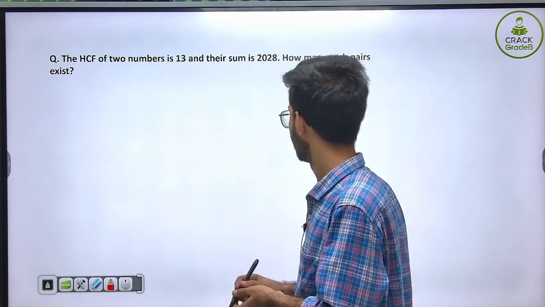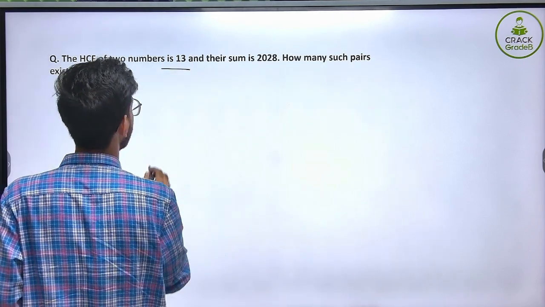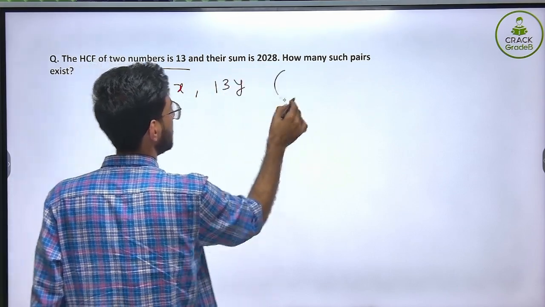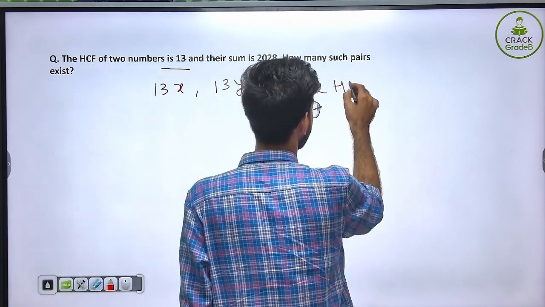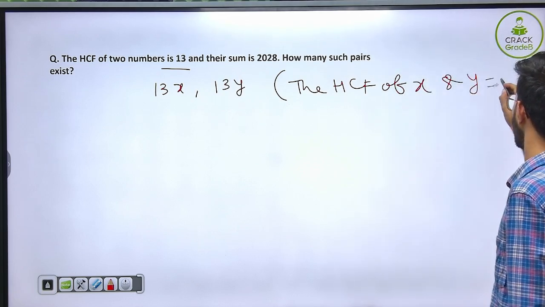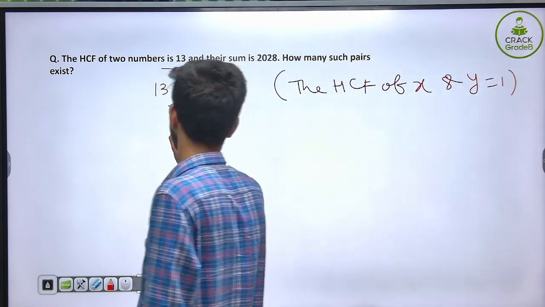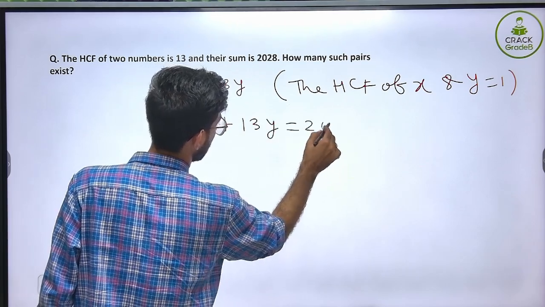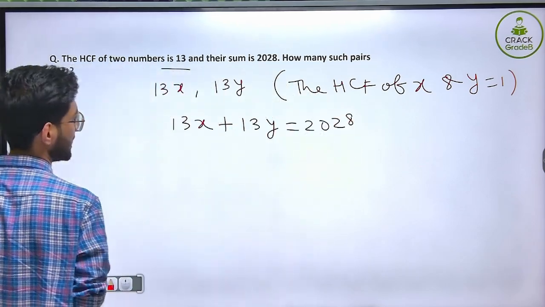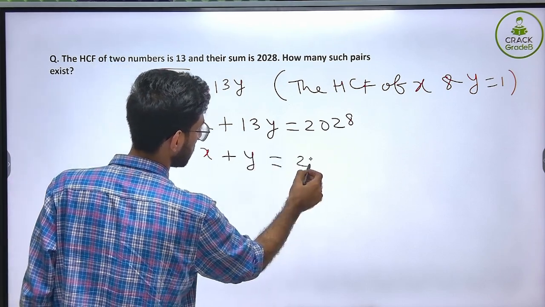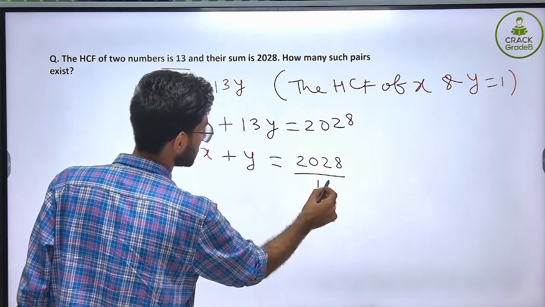See, how will you solve this question? Again, the HCF of two numbers is 13. So the numbers are 13x and 13y, where the HCF of x and y is equal to 1, right? So 13x plus 13y equal to 2028. It has been given. Then you will write x plus y equal to 2028 by 13.